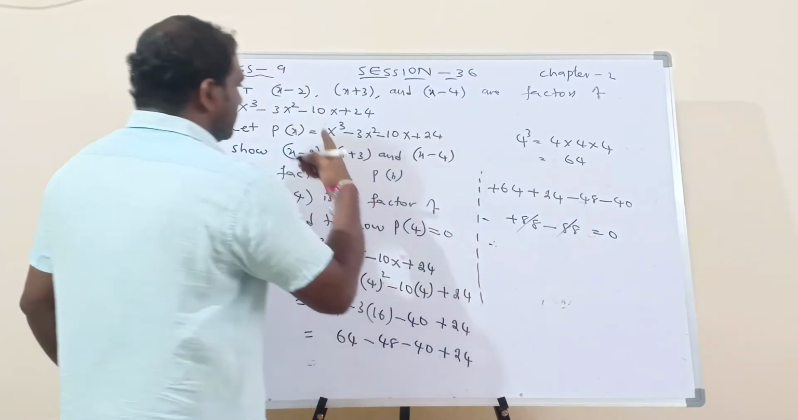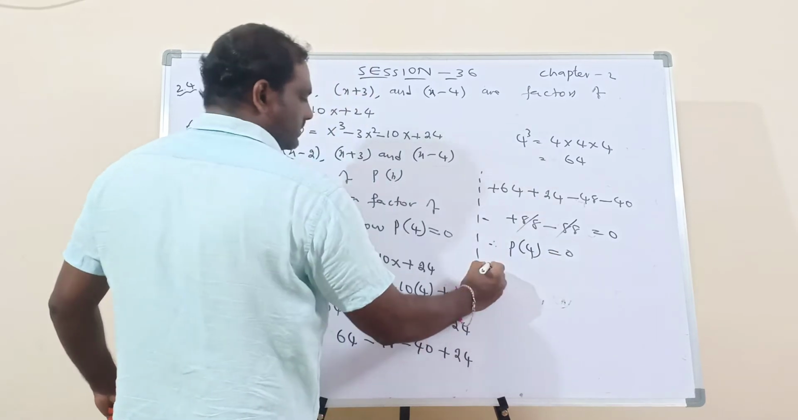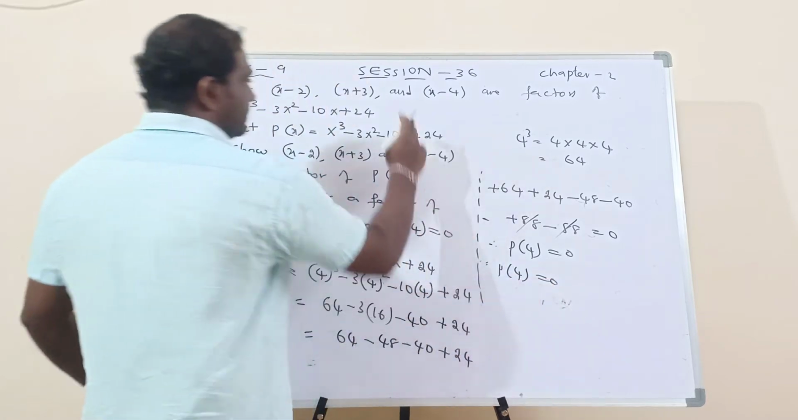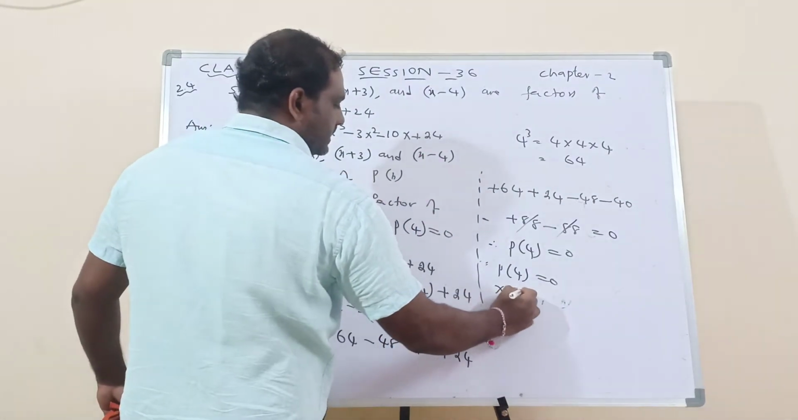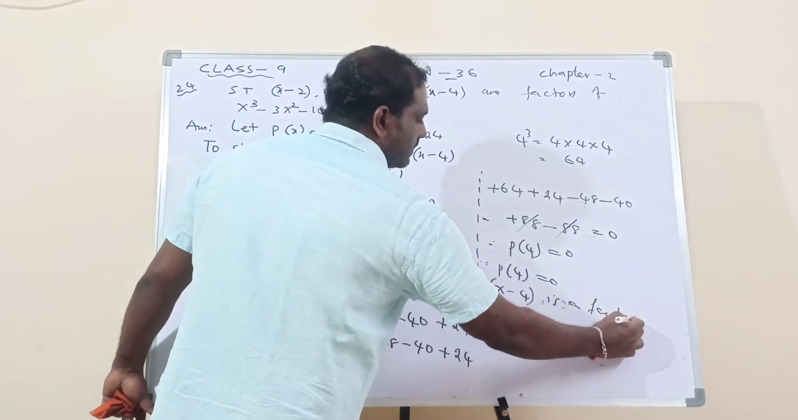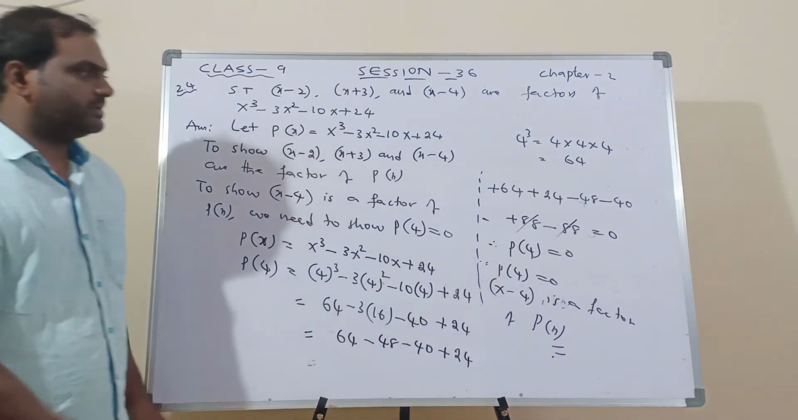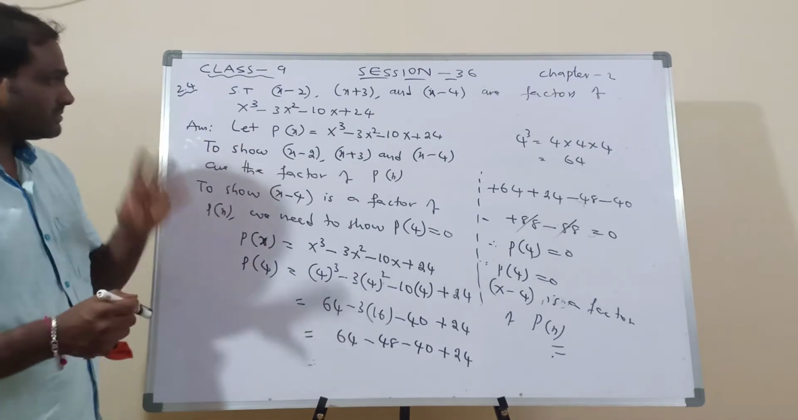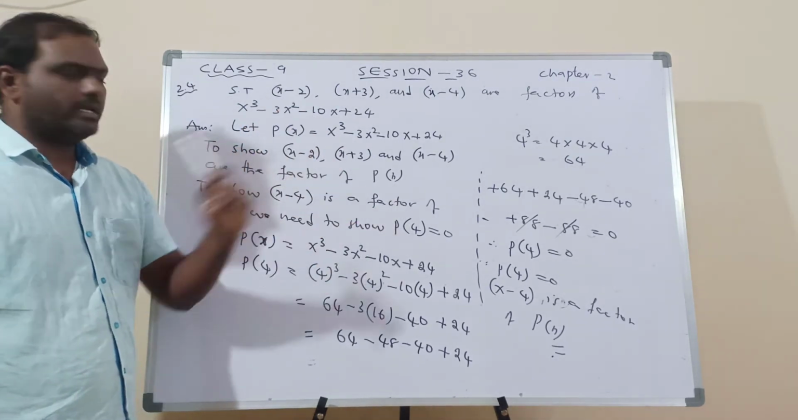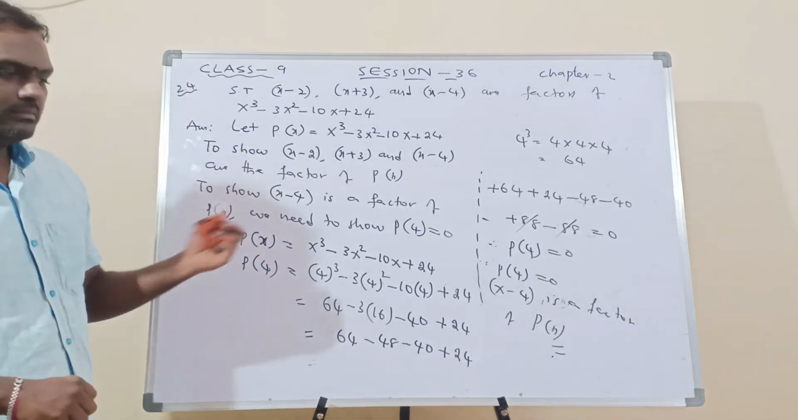So therefore, what do I write? P of 4 is equal to 0. So since p of 4 is equal to 0, x minus 4 is a factor of p of x. That is one way to do it. So very simple. The logic is, if the minus symbol is given, you have to substitute the plus value. If the plus symbol is given, you have to substitute the minus value. Okay.